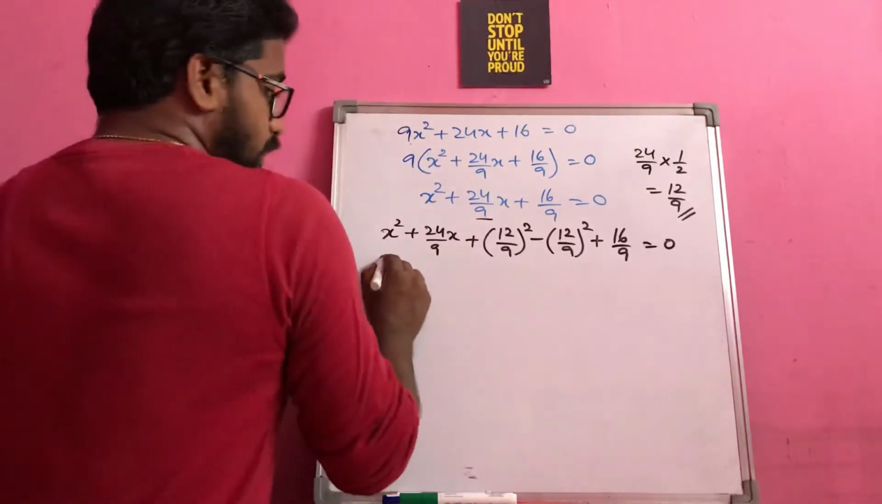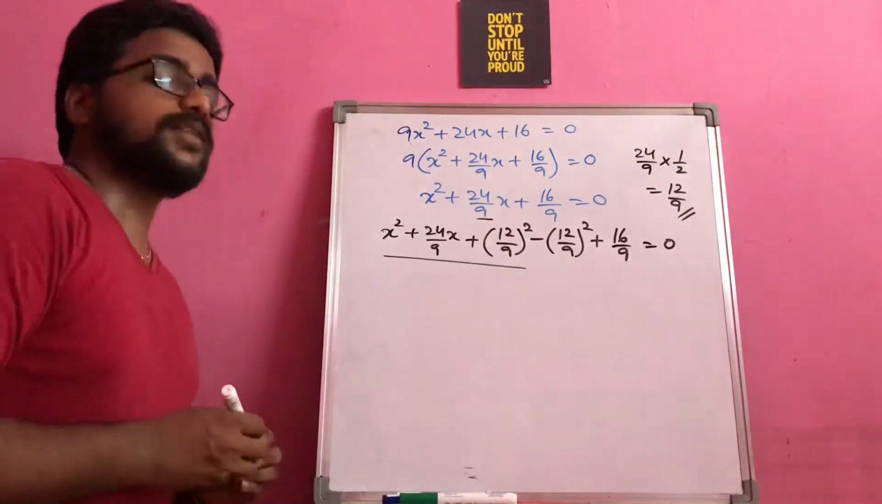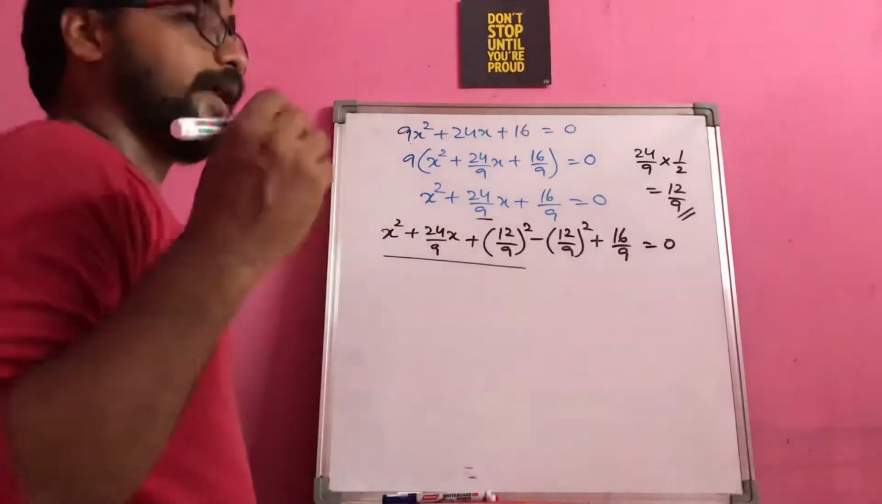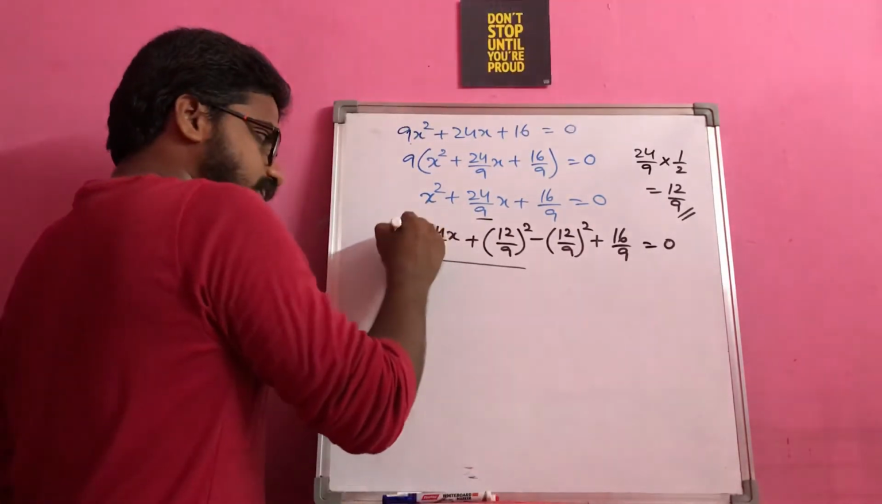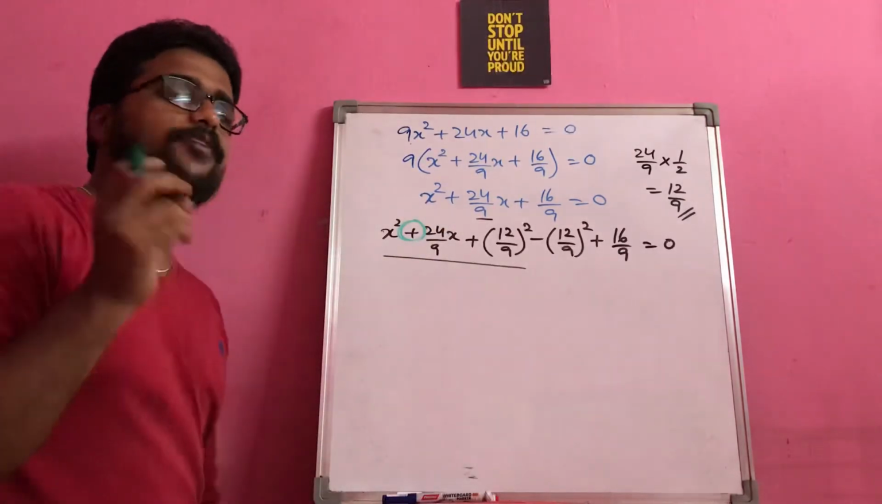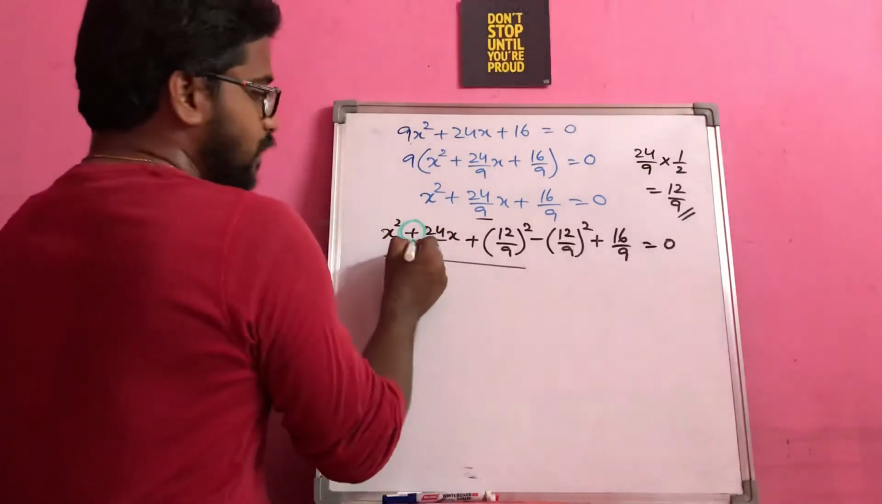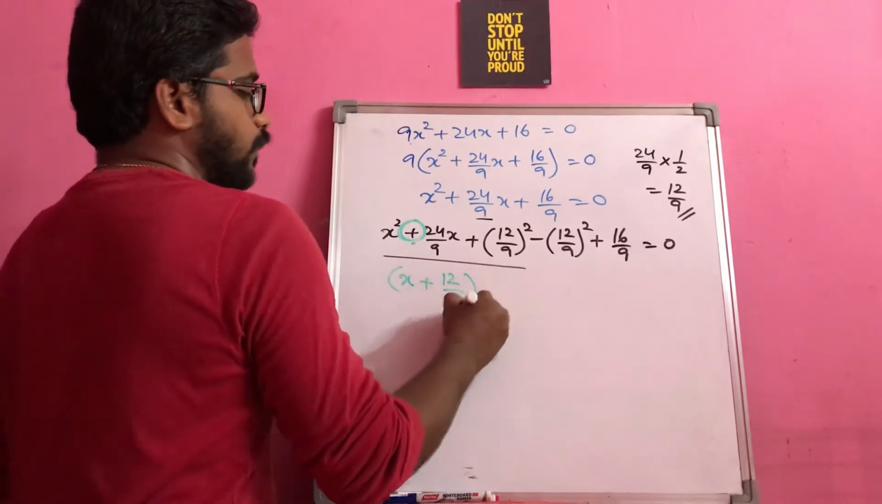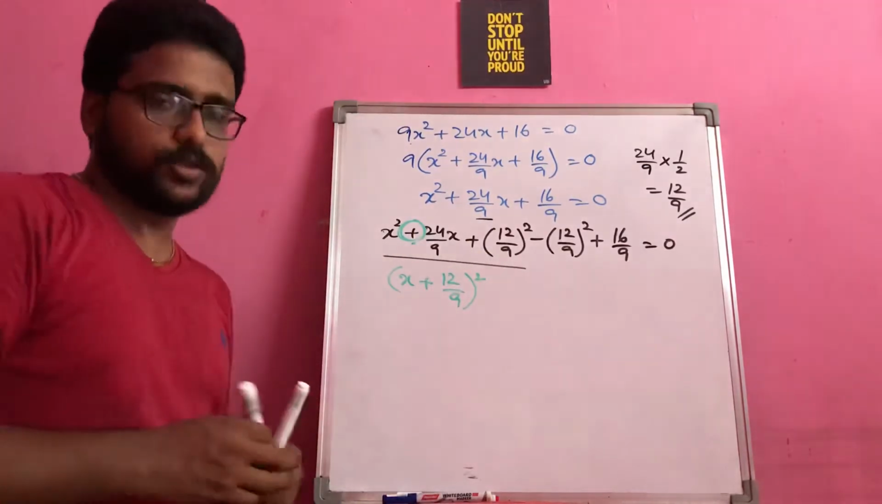Now for these three terms we have to use one algebraic identity. Which algebraic identity? The middle term coefficient's sign will give you that information. As this is plus here, it should be (a + b) whole square. So (x + 12/9) whole square.